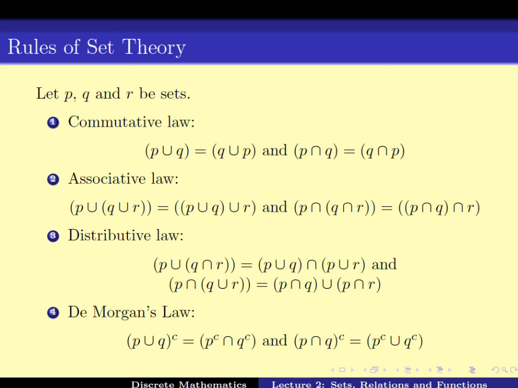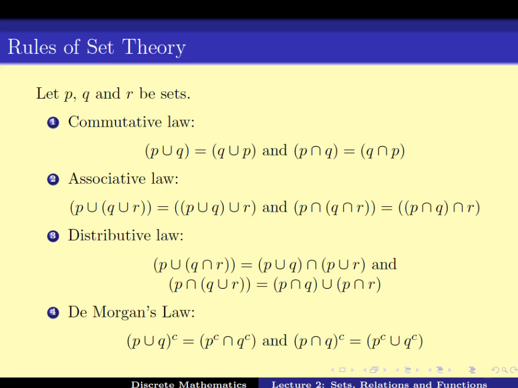Now the three operations that are there, that is the union, intersection and complement, satisfy some set of laws. I have written down some obvious laws. These are the most natural ones and the most important ones. Number one, there is the commutative law, which means that P union Q is the same as Q union P, and P intersection Q is the same as Q intersection P.